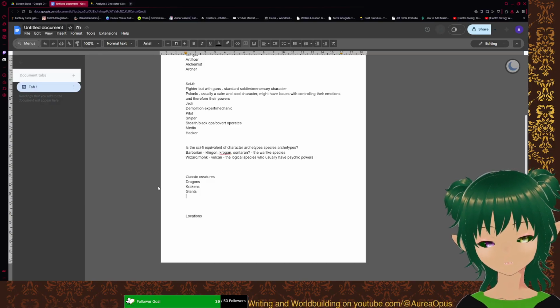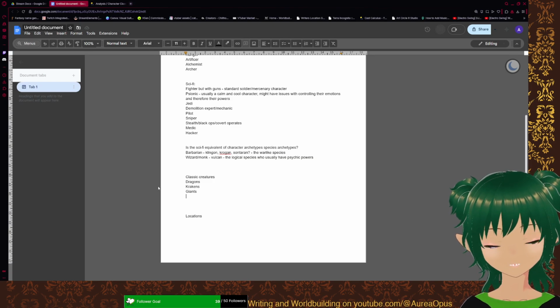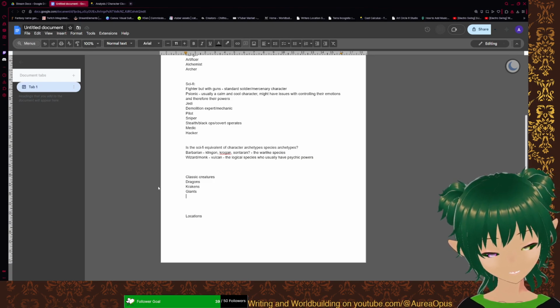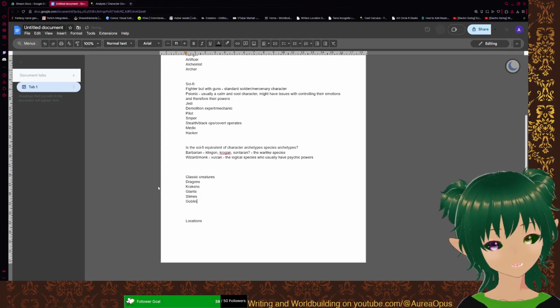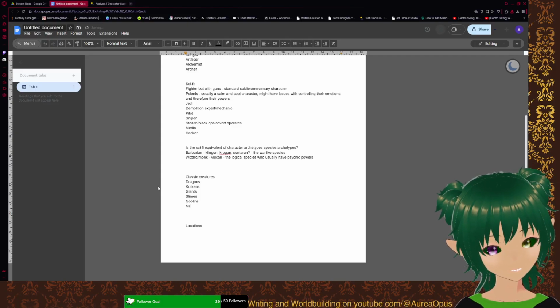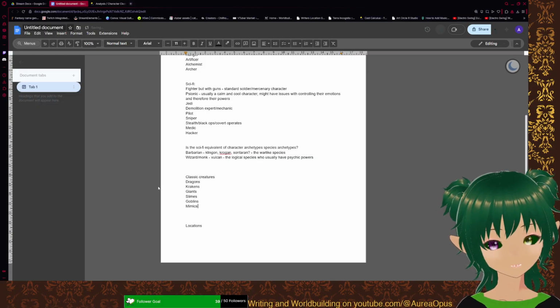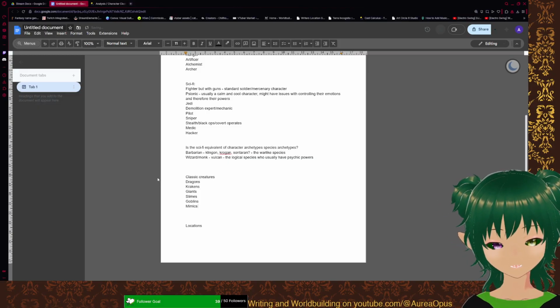But then it doesn't all have to be big major creatures you plonk down somewhere. You can also have the small things, you know, the basic mobs, your slimes, your goblins, your classic creatures like mimics, that kind of stuff.